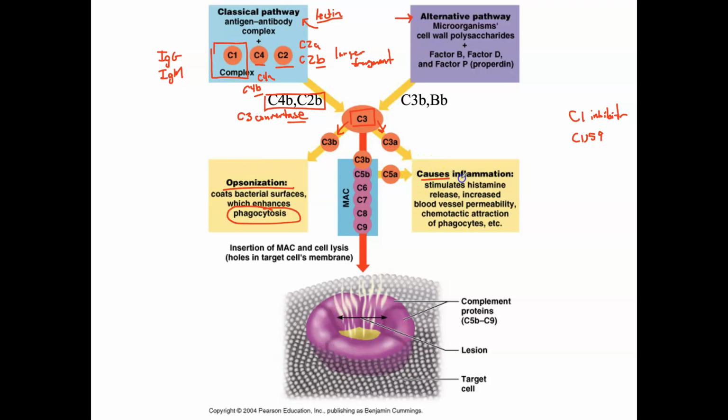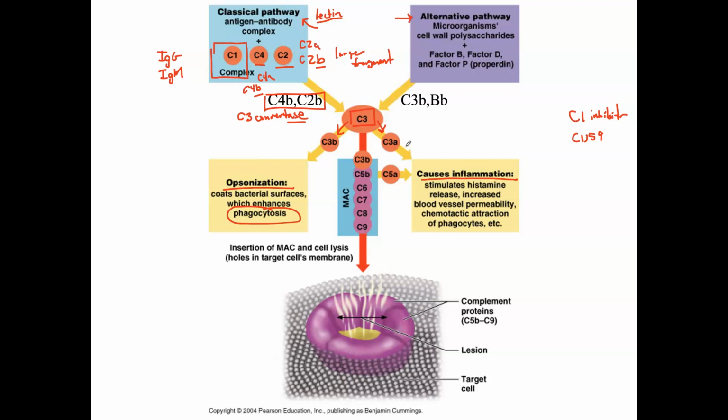So C3a causes inflammation. What's interesting, though, is there are other complement proteins that are also involved in the inflammatory reaction. And the inflammatory response is to trigger the release of histamine, to increase vascular permeability, and to enhance chemotaxis, which is to draw white blood cells to an area of the body where a pathogen has invaded. So what else is going to be assisting in inflammation?